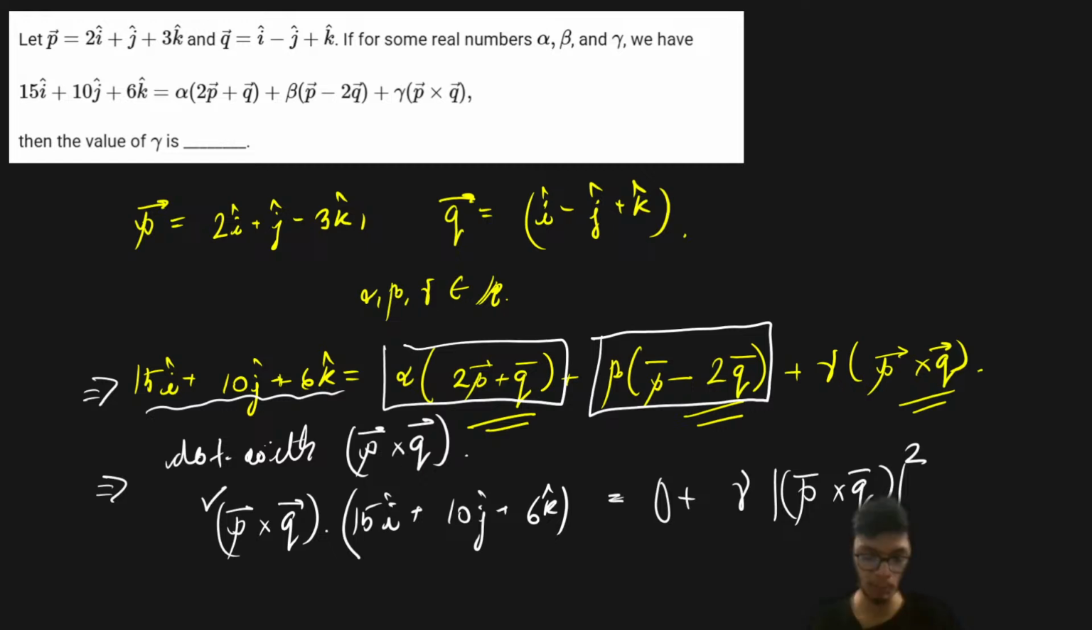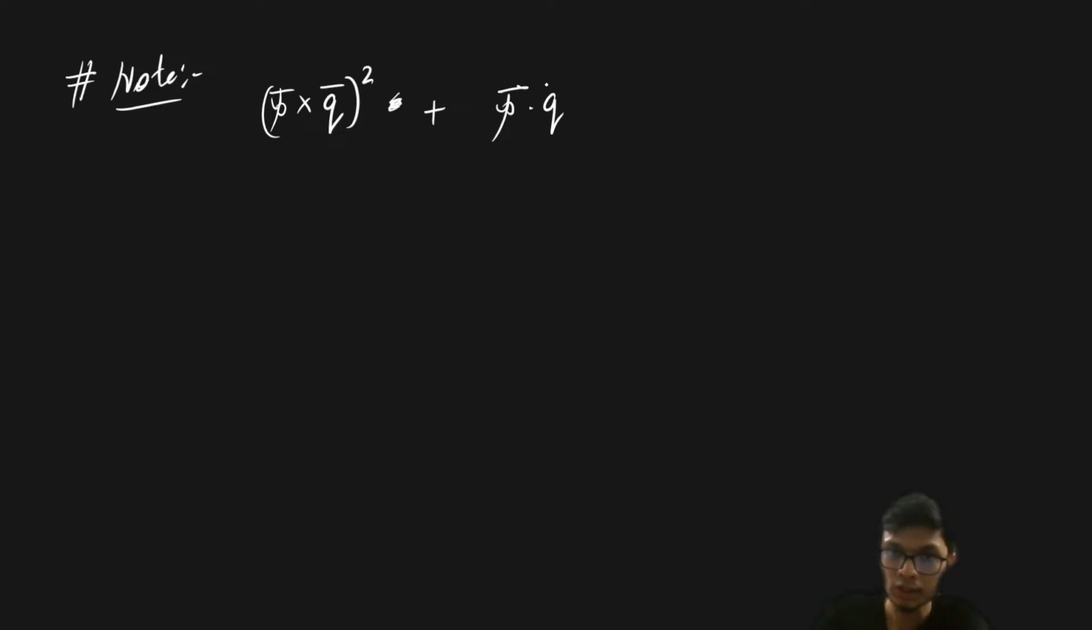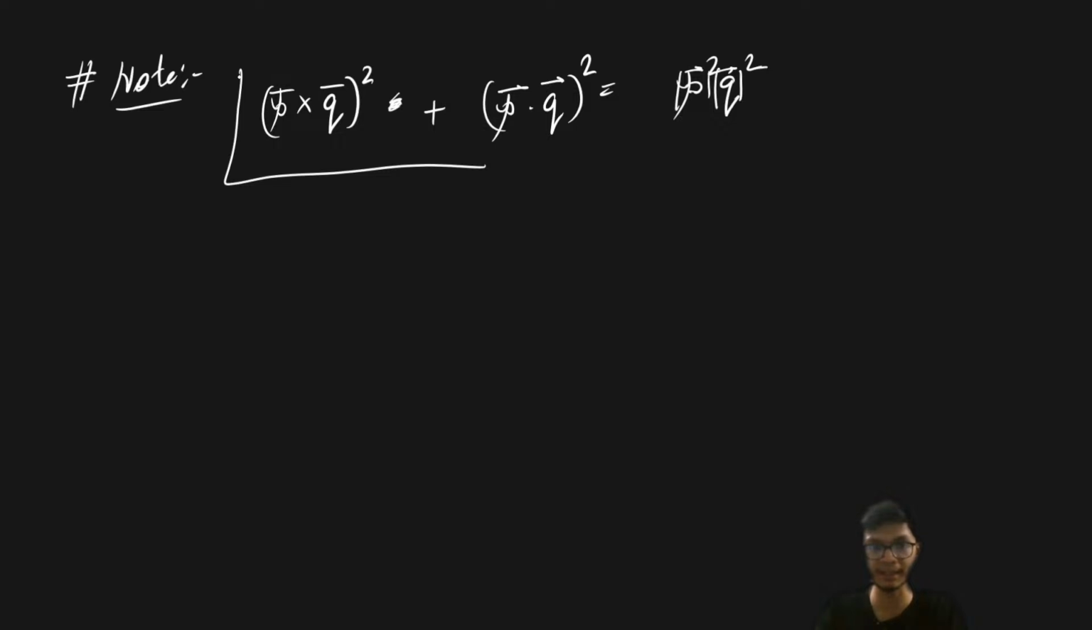Now there is a very interesting operation over here that I want to specify. If you take p cross q whole square, plus p vector dot q vector whole square, it is basically equal to mod of p square into mod of q square, right? It is a very simple relation. You can always try to derive this relation. It is a very important, crucial relation. I hope you know it.